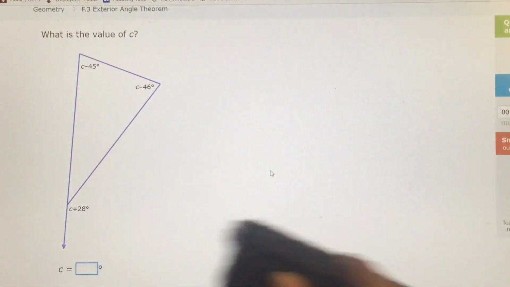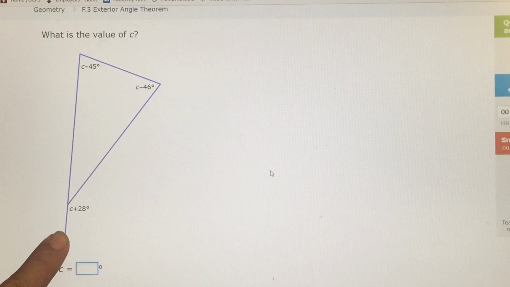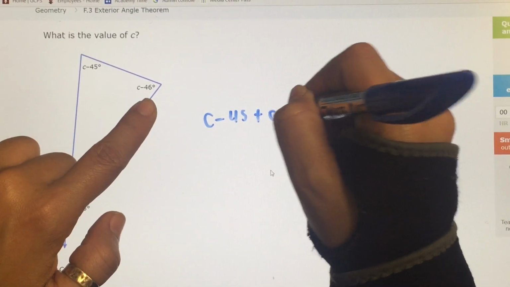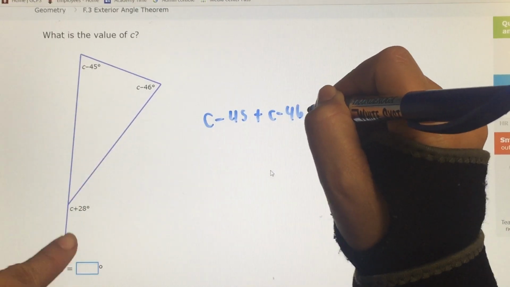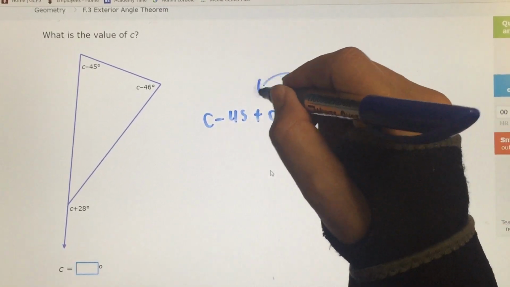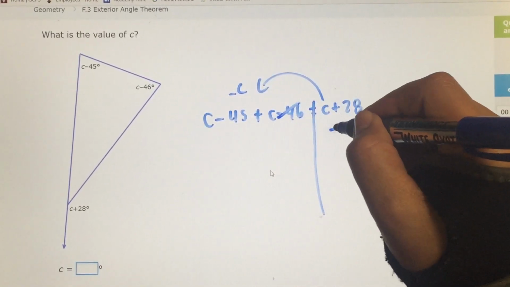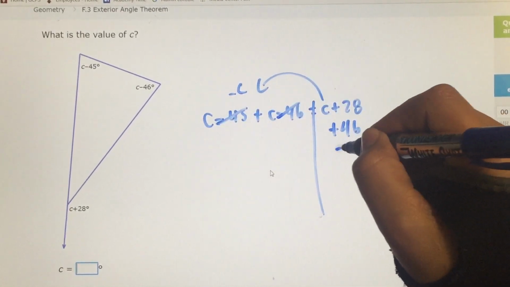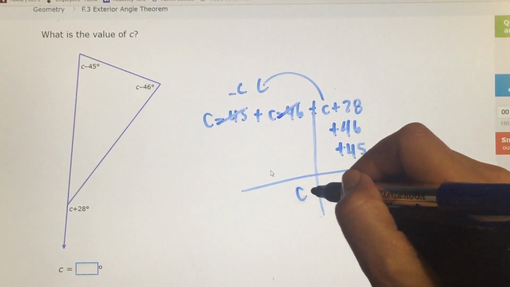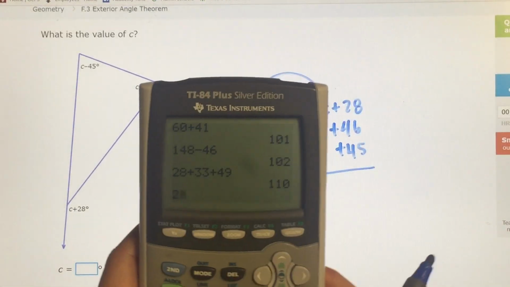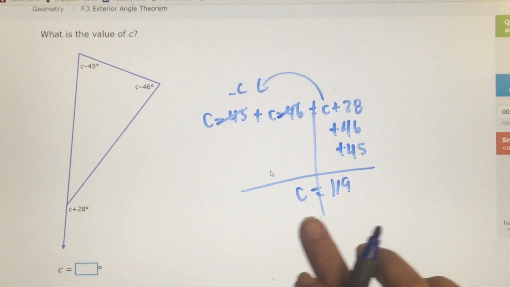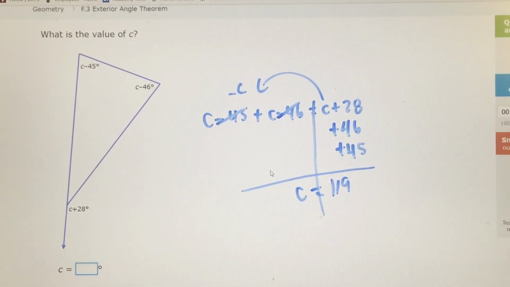All right, so same thing again. The two furthest add up to the exterior. So C minus 45 plus C minus 46. So these two together add up to this, equals C plus 28. All right, take C to the other side, so it's minus C. Take this to the other side. Take this to the other side. C minus C is nothing, plus C is C. And then punch all that in the calculator. 28 plus 46 plus 45. We're going to get 119. So C is 119. Make sure you're answering the question. Sometimes you have to plug it in. So 119.